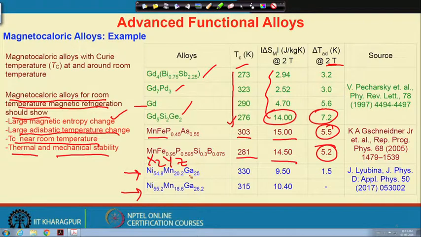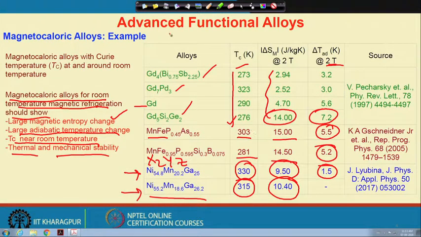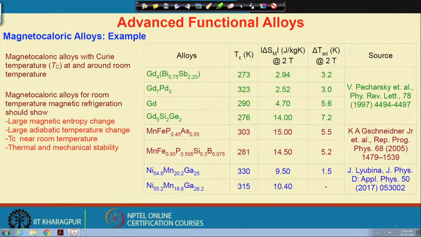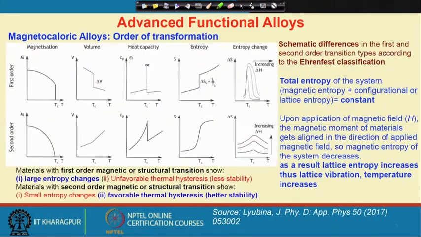So, like a p type element, and then we have nickel and manganese. These nickel manganese gallium alloys have also shown a near room temperature Curie temperature, and we get quite a large delta Sm at 2 Tesla, even though the adiabatic temperature change is not so high, like 1.5 K. So, these are very recent trends in the literature showing the magnetocaloric effect in alloys.